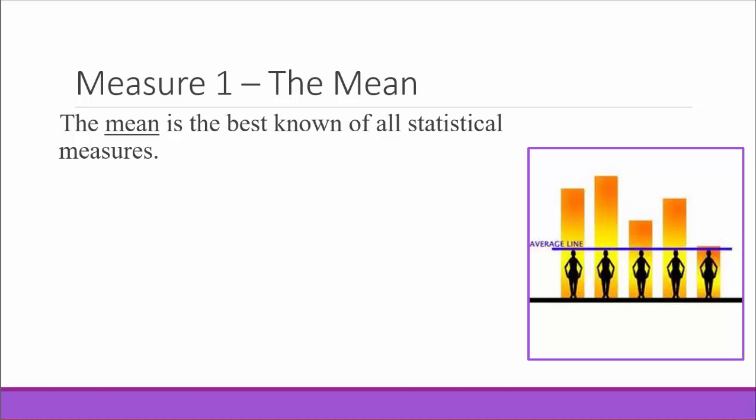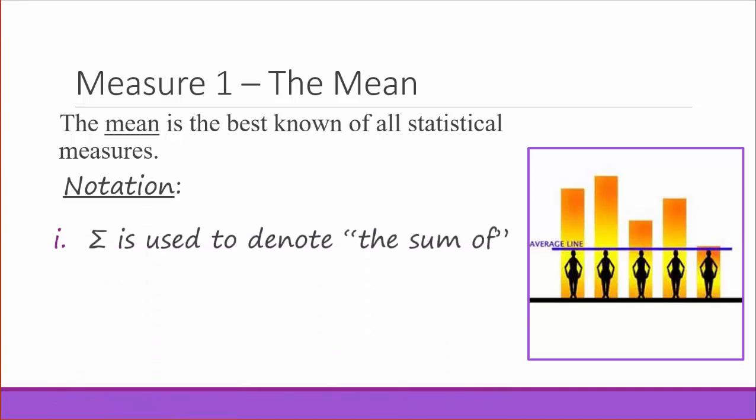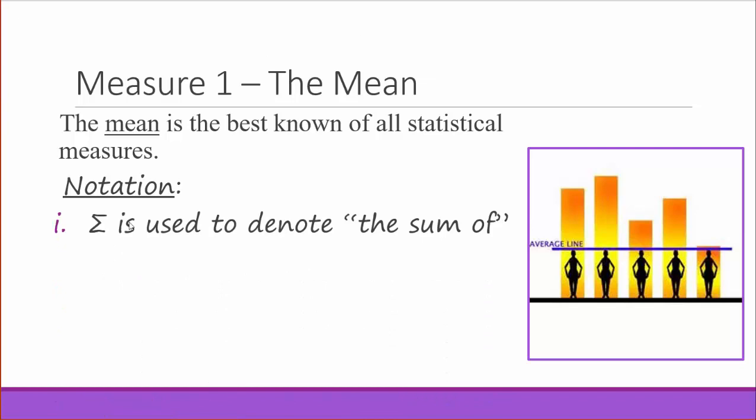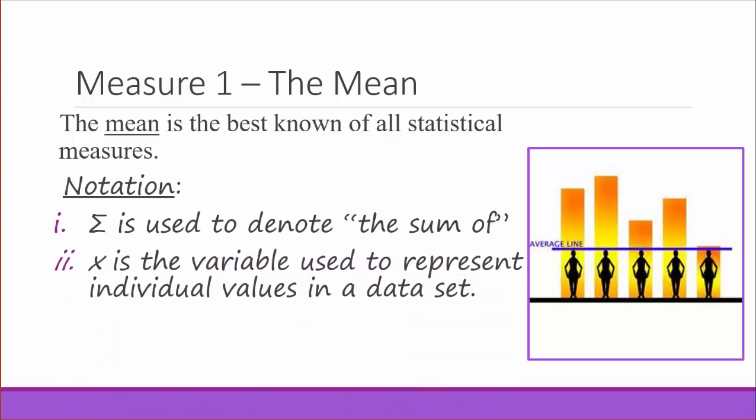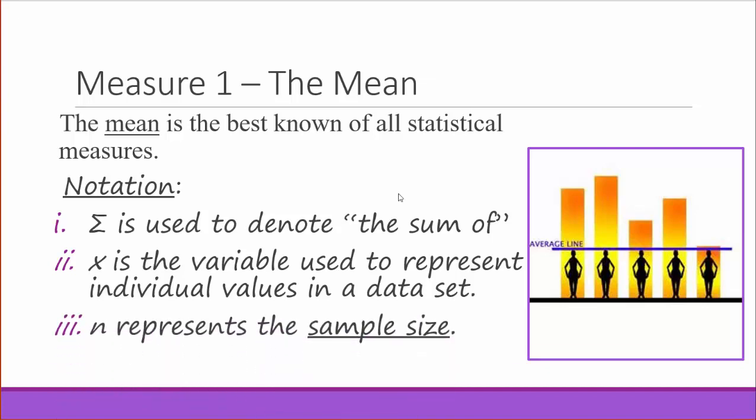And before we go any further on its computation and formula and so forth, let's talk about the notation that we'll use and we'll see throughout the rest of the course. First, if we see this Greek letter sigma here, that denotes the sum of. So that means add up all the things that we're discussing at that moment. Usually it's the sum of a simple random sample where we add up all the values. X is a variable used to represent the typical data item in a set. So when we write sigma x, that simply means add up all the sample data. N represents the sample size.